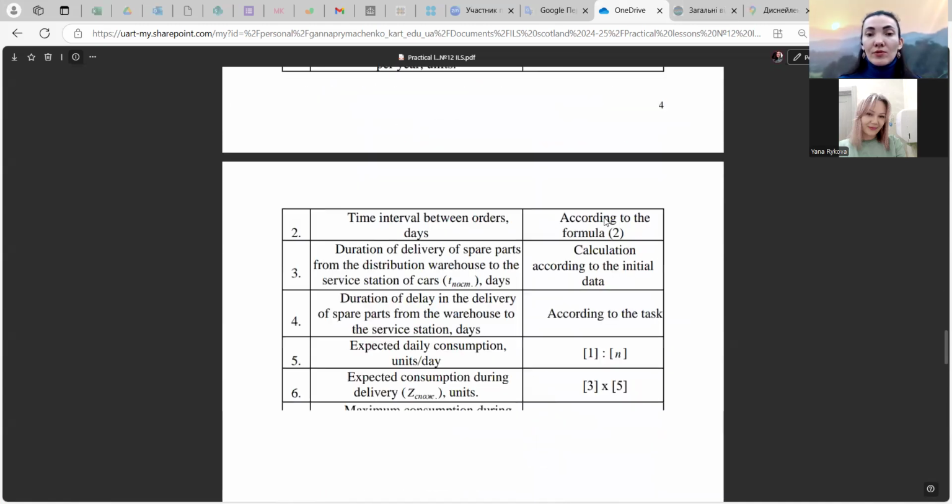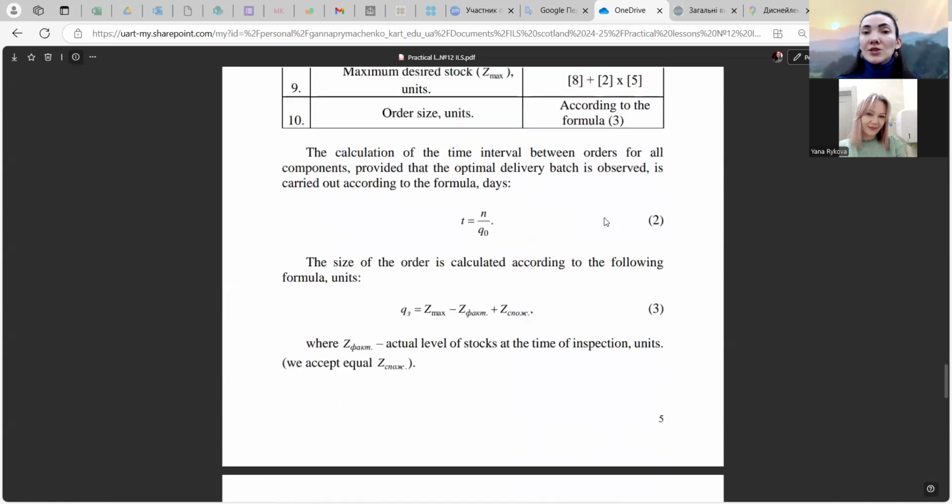I show the formula. And the result we have in days. How many days do we need to do this order? Also leave 2 points after the comma.